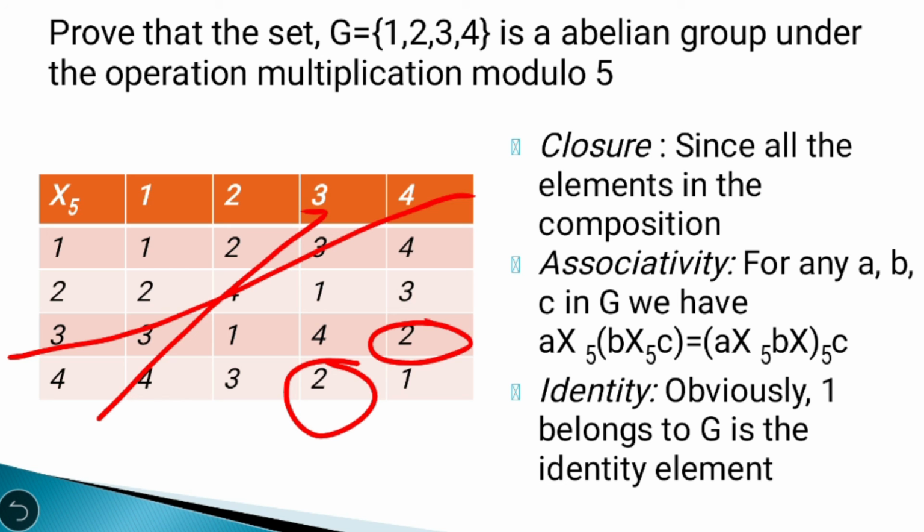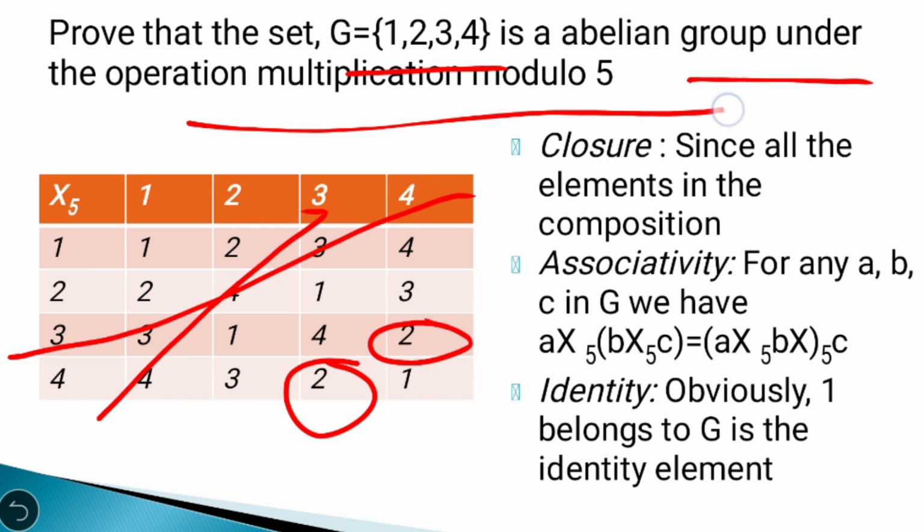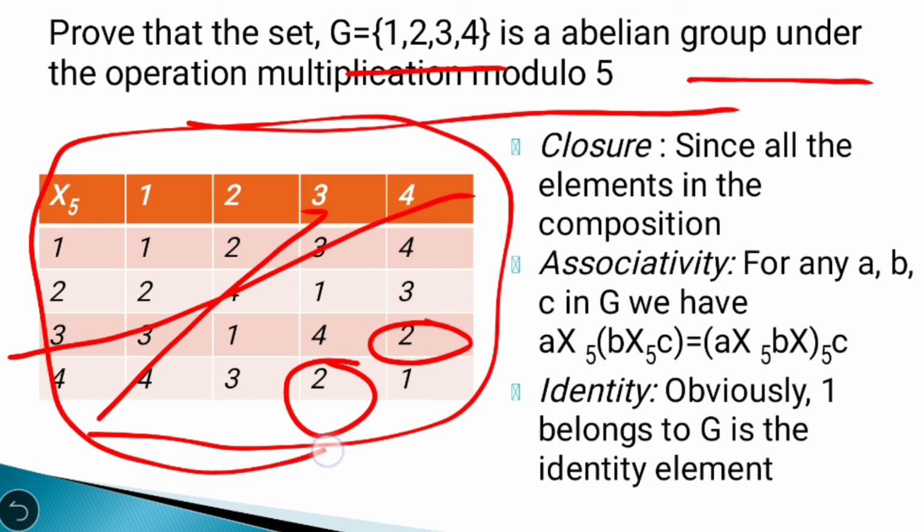And since it satisfies all the properties of an abelian group, that simply means this set is an abelian group under the operation of multiplication modulo 5. The only task is to create a composition table, and from this table you can easily verify whether the given group is abelian or not.